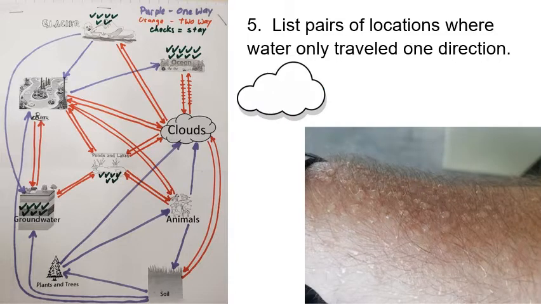Another example of that would be people. We sweat, and when we sweat, that water goes up in the air. Enough of that water goes up in the air, it can make a cloud. Now the reverse doesn't work. Sure, it can rain on people and we get wet, but the water doesn't go into people. So therefore, this is a one-directional relationship here. Water can only go from animals to clouds, not the other way around.